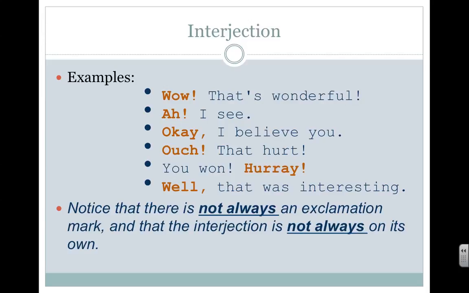You'll notice that, again, in most cases, the interjection begins the sentence, but then we have something that doesn't follow that rule for most of the time here. You won, hooray. So an interjection can also follow. Notice that there's not always an exclamation mark. In this case, okay, I believe you. Okay is not exclaimed, nor is, well, that was interesting.